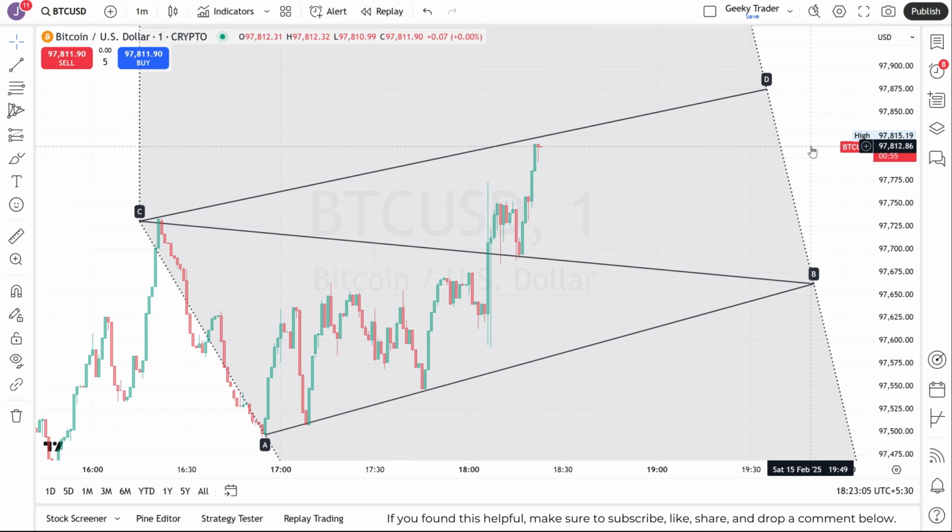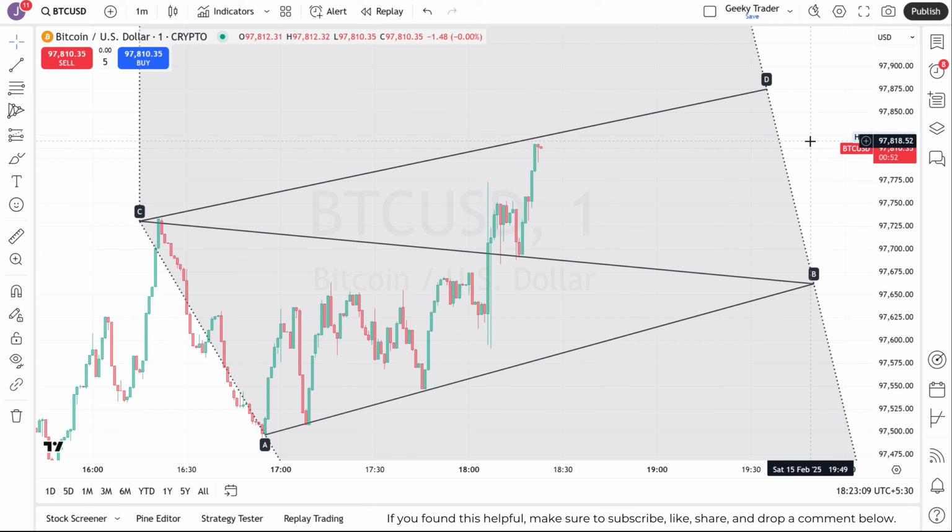This isn't just about identifying breakouts and reversals. It's about predicting future price movements with confidence. The more you practice spotting these patterns, the better you'll get at anticipating where the market is headed next. Let's move on to the next step and see how we can take advantage of these patterns for high probability trade setups. Now it's time to put our analysis into action.